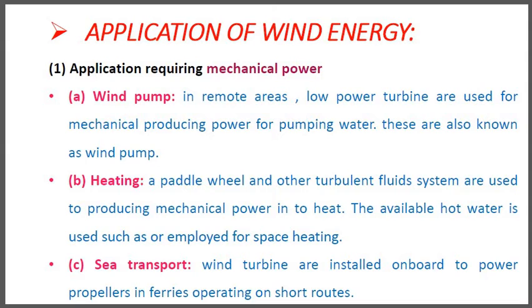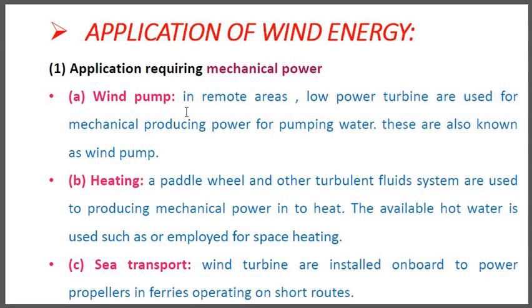Now applications of the wind energy. First application: requiring mechanical power. For the mechanical power generation, first, wind pump. In remote areas, low power turbines are used for producing mechanical power for pumping water. These are also known as wind pumps. So in remote areas, the wind application is used for pumping the water. So this application is known as wind pump.